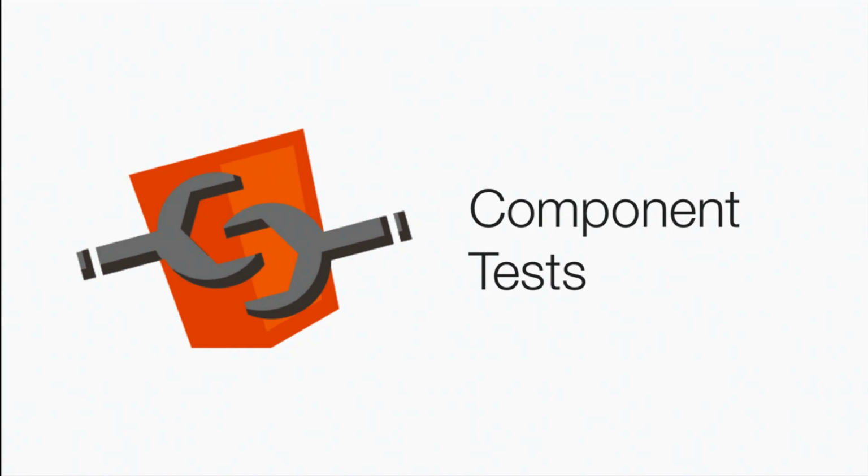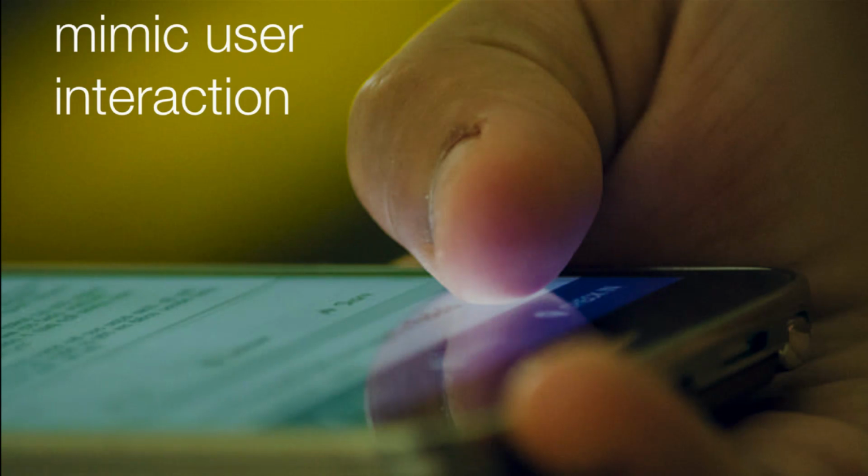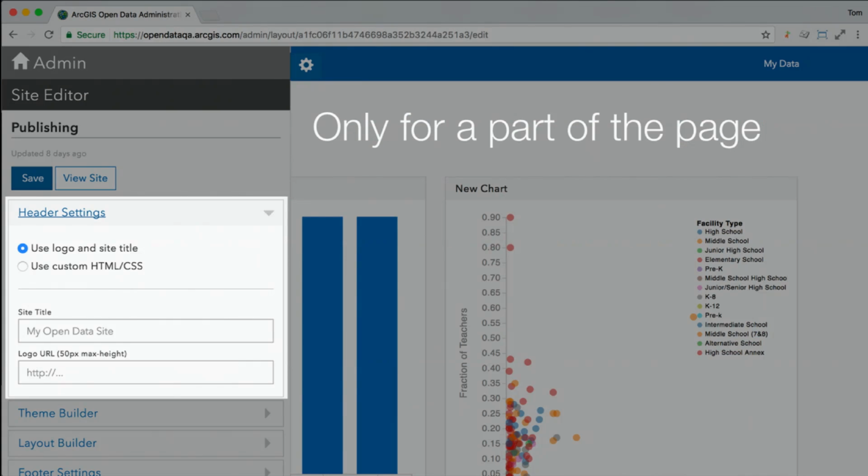I'm going to take a quick moment here to talk about component tests. I just showed you one. A component test is something in between the pure unit test at one end of the spectrum and the complete end-to-end test on the other. Component tests are like mini end-to-end tests. They do mimic user interaction, but only for a part of the page. In this case, we're going to focus on this header settings component. The way a component test works is it will inject that component into the DOM and actually start poking at it and pushing at it and ask it questions about its behavior.